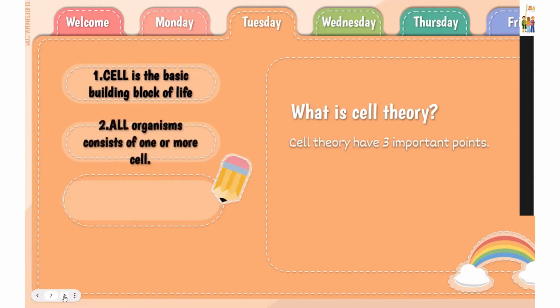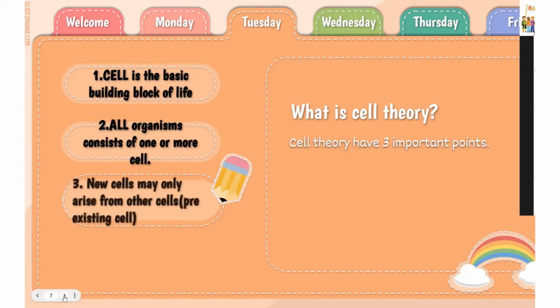The second one: all organisms consist of one or more cells. Schleiden and Schwann already proved that animals and plants are made up of cells. Does it make sense? Excellent. What's the third point? New cells may only arise from other cells, or pre-existing cells. So these are the 3 important points. Year 9, year 10, and 11, remember, cell theory will be my main question in the test.